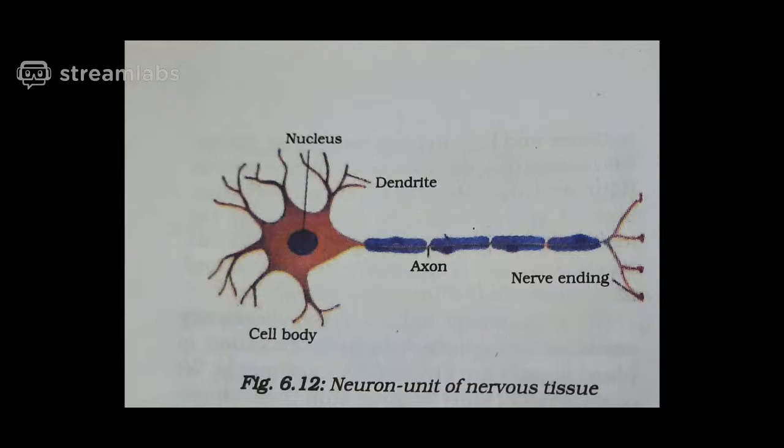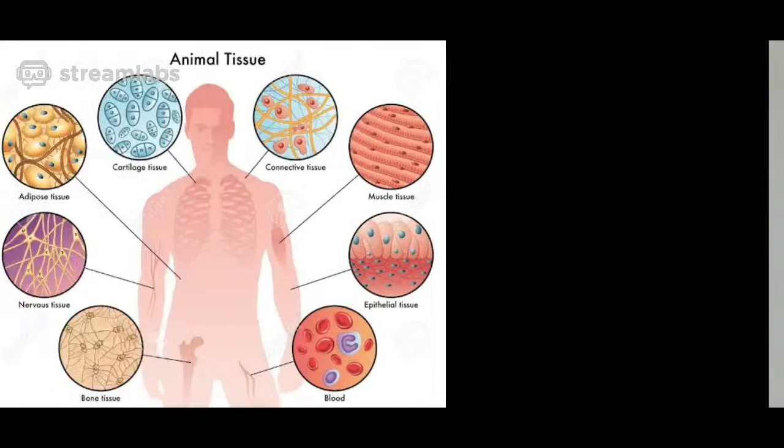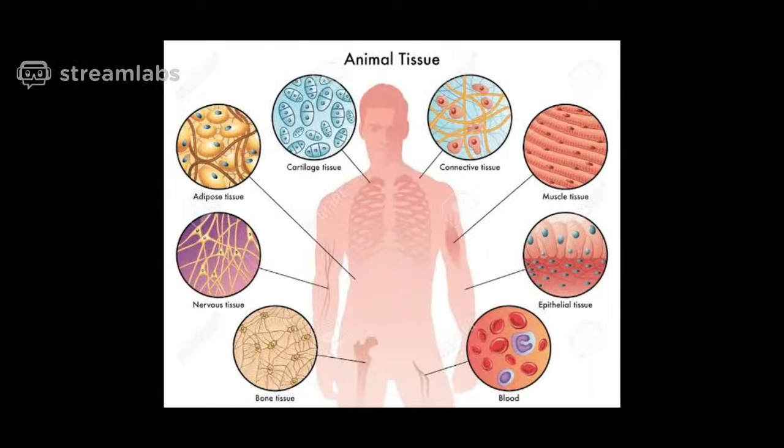So neuron helps in transferring the information from the sense organs to the brain and from the brain to the muscles. Animal tissues are of different types and different functions will be performed by different kinds of animal tissue. Adipose tissue helps in storing the fat. Nervous tissue helps in sending the information to the brain and getting back. Bone tissue and cartilage tissue give support to the human body.